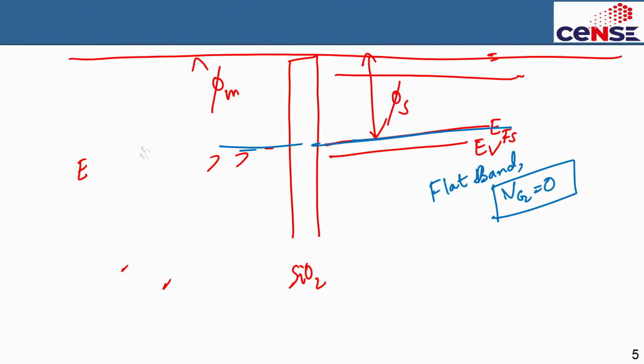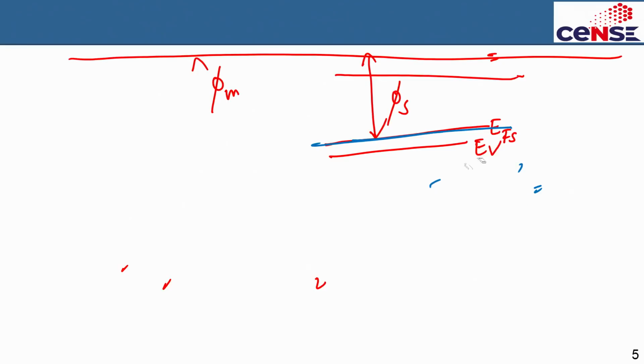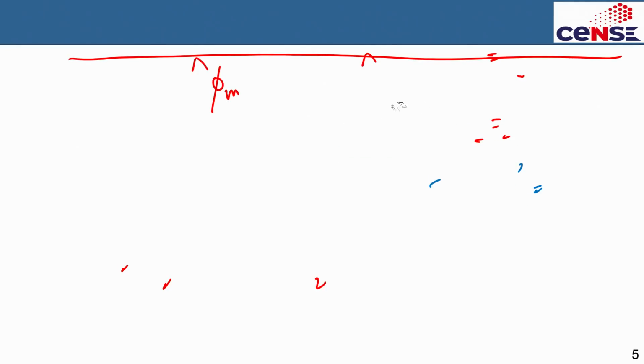In reality, the metal and the semiconductor work function will not be the same. So the first thing that we should take into account here is that the metal work function could be very different from the semiconductor work function. For example, the metal is here, so this is the metal Fermi level.